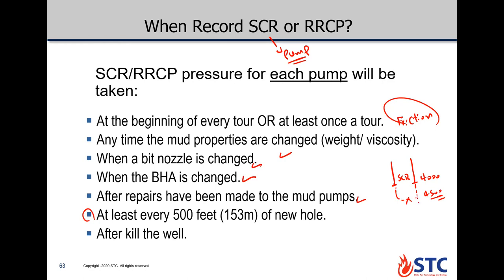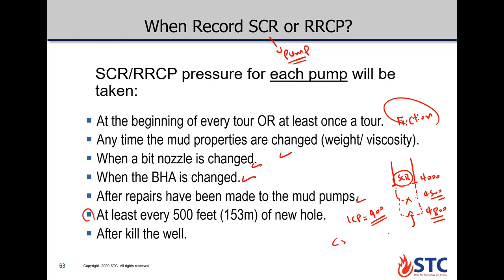What will happen if you exceed 500? Let's say, for example, we are at 4,800 feet and we have a kick. If we have a kick at 4,800, we are going to use the old SCR for our calculation. So let's say we calculated ICP to be, let's say, 900.